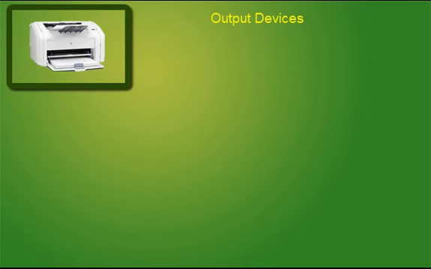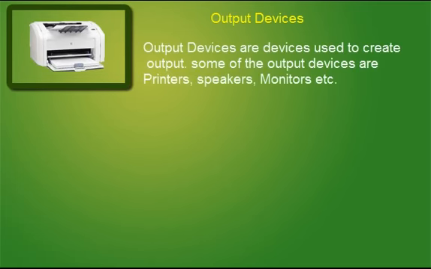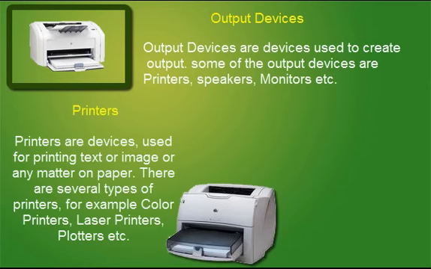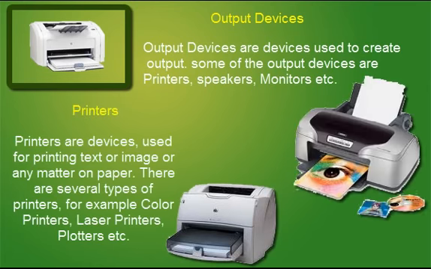Now, output devices. Output devices are devices used to create output. Some of the output devices are printers, speakers, monitors, etc. Printers are devices used for printing text or image or any matter on paper or any other medium. There are several types of printers, for example color printers, laser printers, plotters, etc.